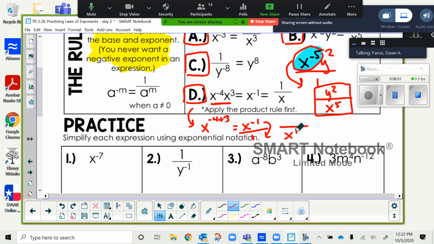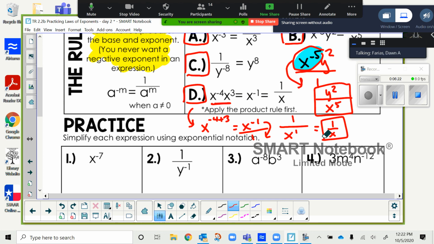But now that I've pushed everything from the top to the bottom, there's nothing left in the top. So I put a 1 there as a placeholder. And then the final answer is just 1 over x, because you don't have to write 1 as a power. It's just understood that it's there.